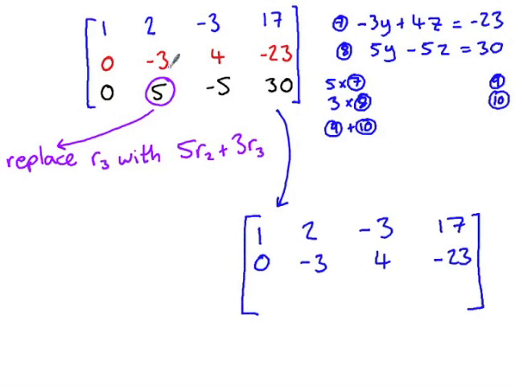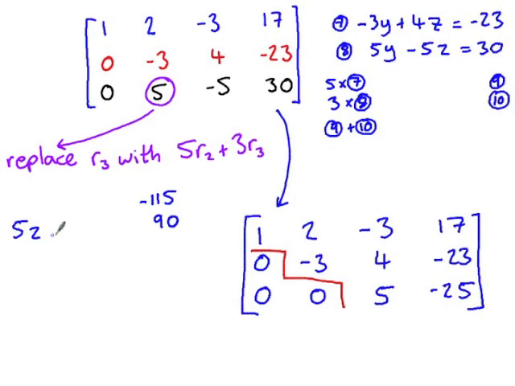So I want 5 lots of row 2, which is negative 15, plus 3 lots of row 3, which is positive 15. That's the whole reason for doing this, is to reduce that number to 0. 5 lots of 4 is 20, plus 3 lots of -5 is negative 15, so that's 5. Then 5 lots of row 2 is negative 115, and 3 lots of row 3 is 90, so that's negative 25.